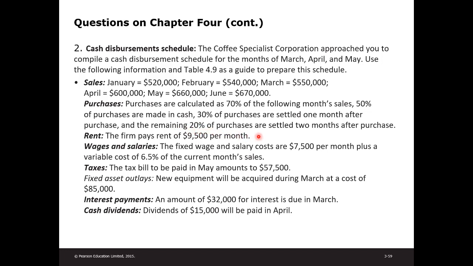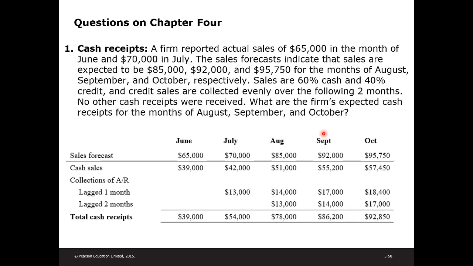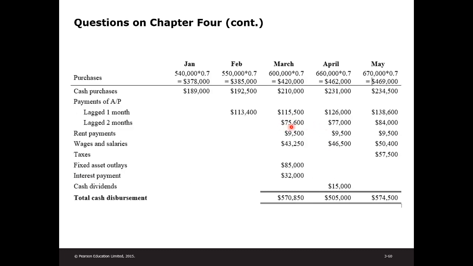Okay, so in order to calculate the 2 month lag, here we are given that the remaining 20% of the total purchases will be settled over the next 2 months. So in order to calculate this figure, we need to multiply 20% by 378, so we can settle the full amount of the purchase in January over 3 months. The first month was in January, which was in cash. Then we have 113,400, which was payables, and the last month 75,600, which was the second month.